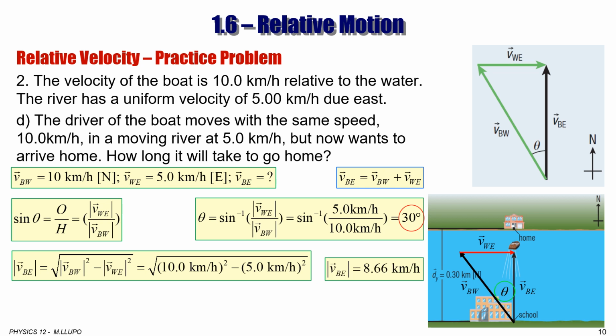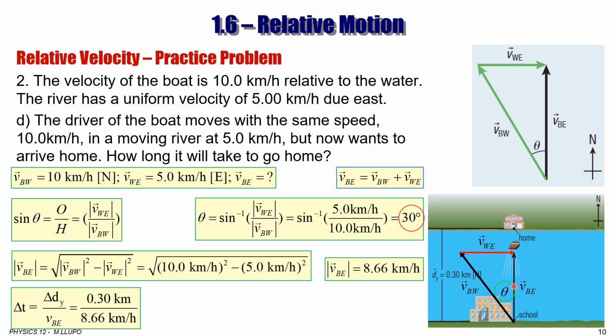Or you can use sine or cosine if you want to use this for finding adjacent. Either way, you can do whatever you want. There's more than one way to do that. However, the whole idea is to find how long, the time. So time is crossing the 0.30 kilometer, crossing the river with a speed of 8.66 kilometers per hour north.